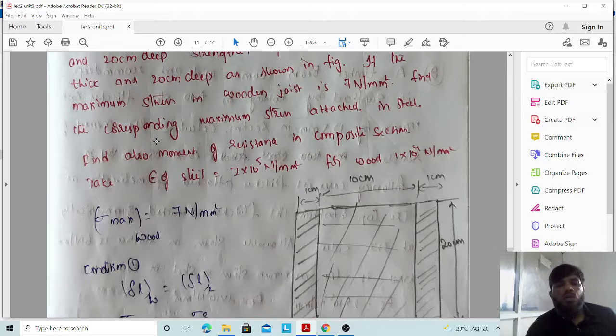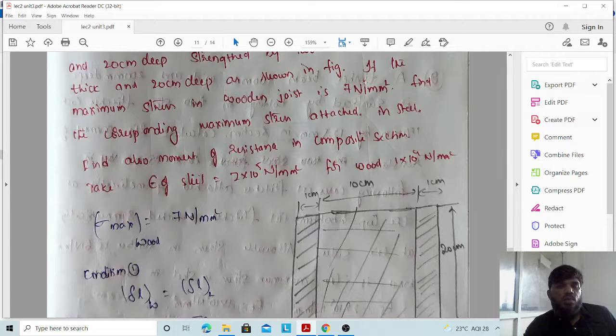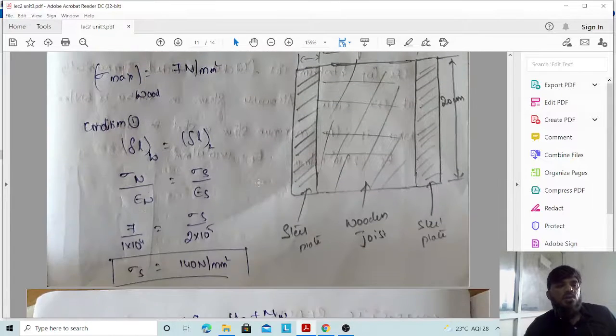So we know that the total deflection of the composite beam should be equal, delta 1 should be equal to delta 2. For that we have the relationship sigma 1 by E1 is equal to sigma 2 by E2. Sigma 1 of the wooden block is given, E1 and E2 are also given, so sigma 2 can be easily identified. So condition 1, delta 1 equal to delta 2, that is sigma W by EW is equal to sigma S by ES, where W is wood, S is steel. If you substitute the values you get sigma S as 140 Newton per mm square.